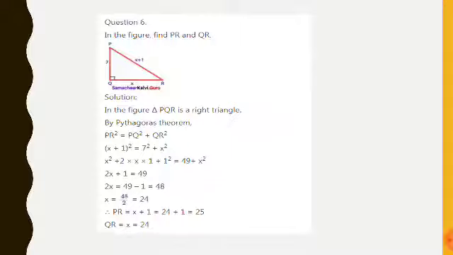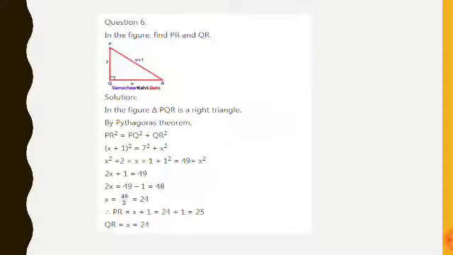x square cancels. 2x plus 1 equal to 49. Plus 1 transfers to the right hand side, minus 1. So 2x equal to 49 minus 1, 2x equal to 48. So 2 is multiplied by x; transpose the 2 to the right hand side, divided by 2. 48 by 2, 24 twos are 48. We get the value x equal to 24.